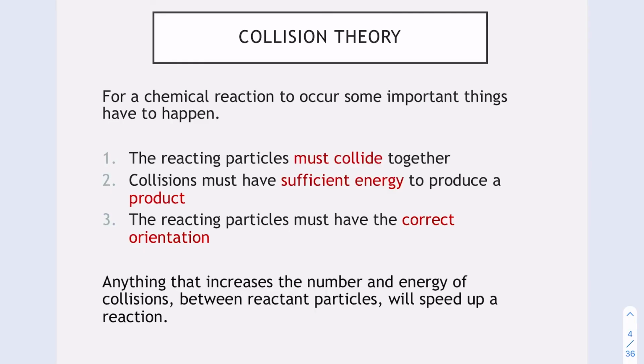With Higher Chemistry, you've got something slightly different. You've got an extra thing to add on. The particles must collide together, which is important. They also must have sufficient energy to produce your product. And finally, they must have the correct orientation. Anything that increases the number and energy of collisions between the reactant particles will speed up the reaction. So you've got 3 new things to learn from Higher as opposed to National 5.